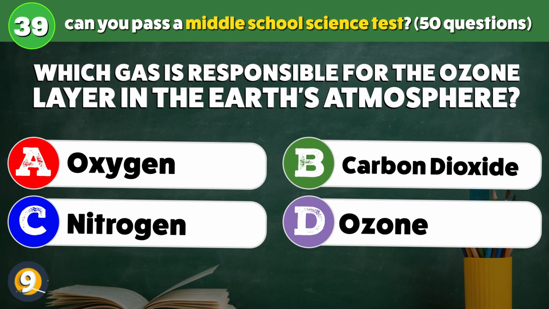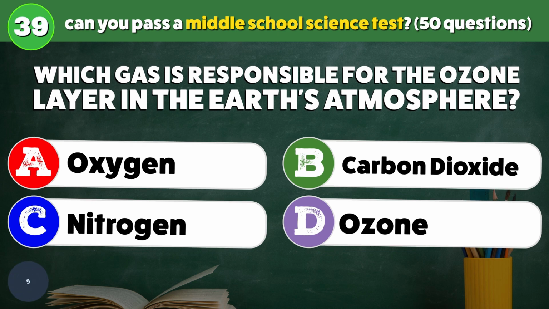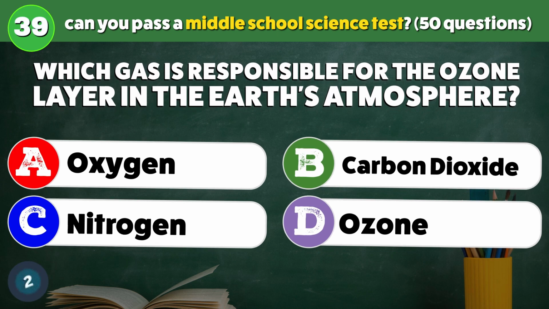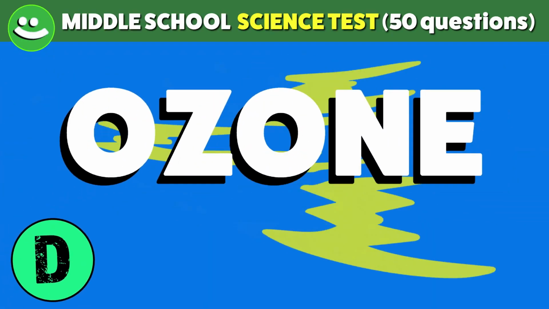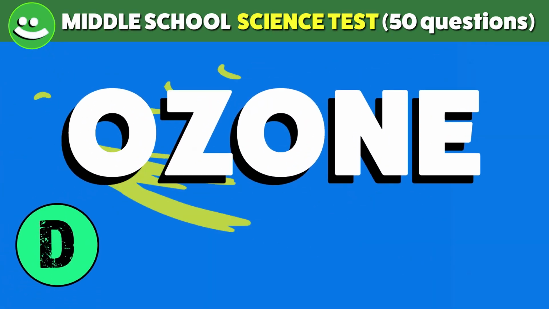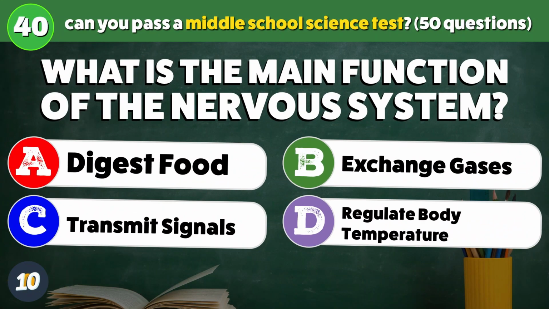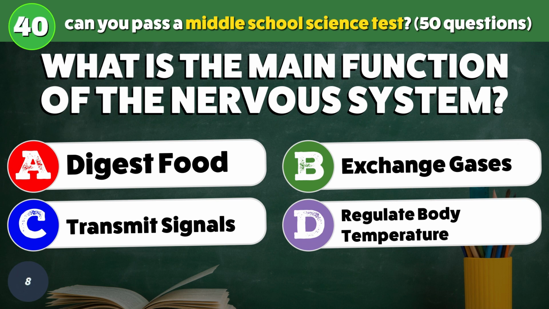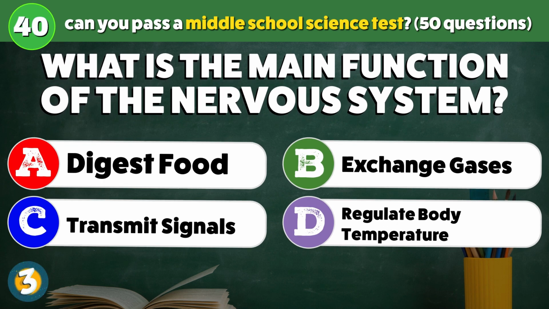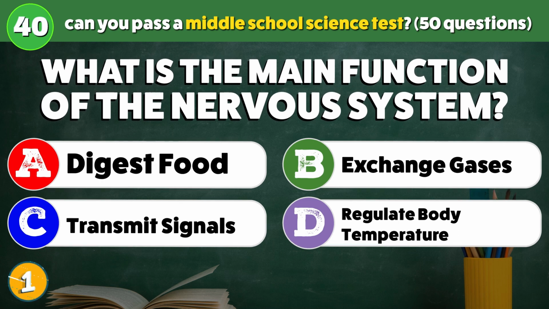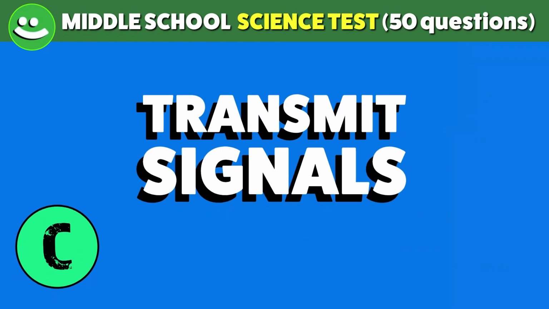Which gas is responsible for the ozone layer in the Earth's atmosphere? Is it oxygen, carbon dioxide, nitrogen, or ozone? It's ozone. What is the main function of the nervous system? Is it to digest food, exchange gases, transmit signals, or to regulate body temperature? It's to transmit signals.